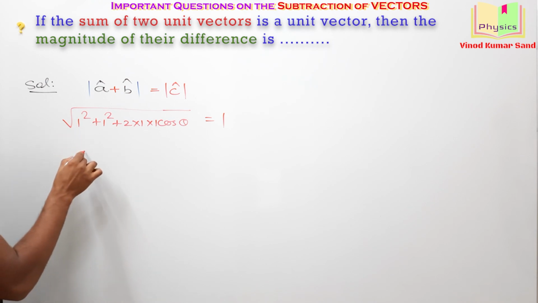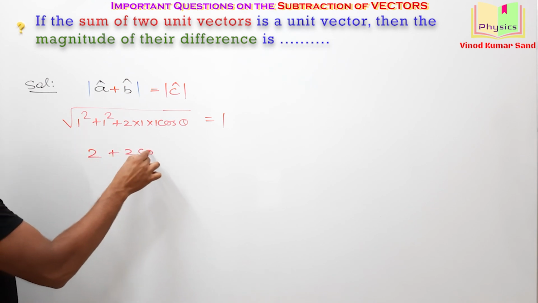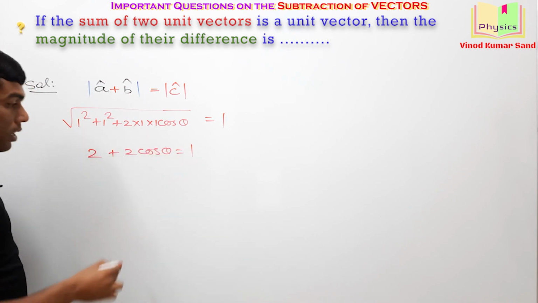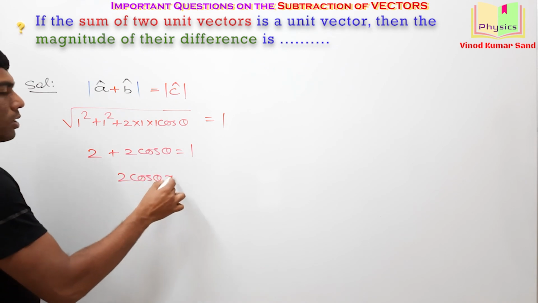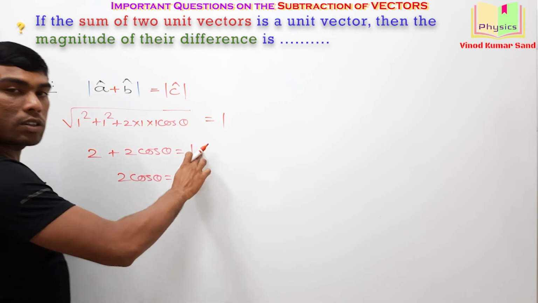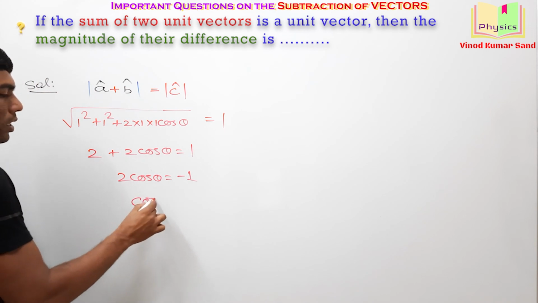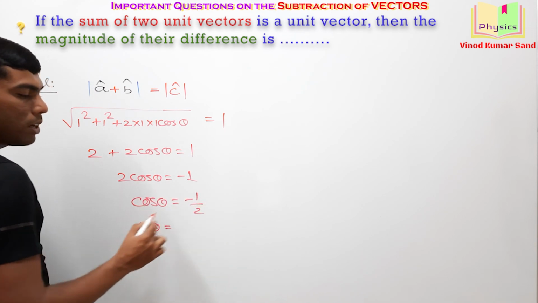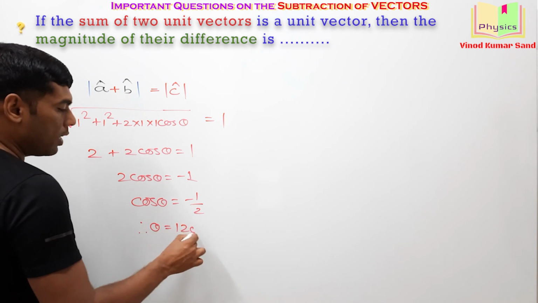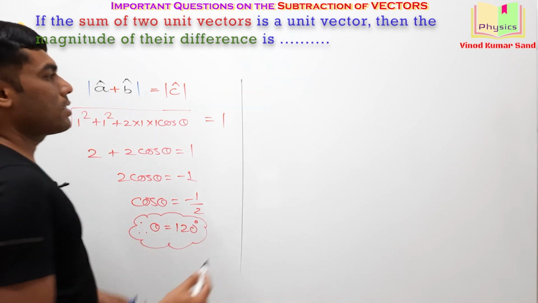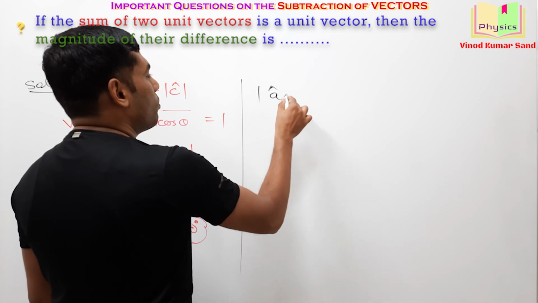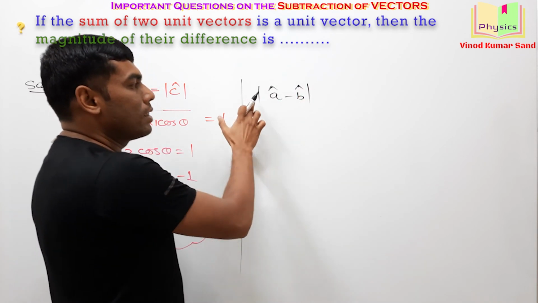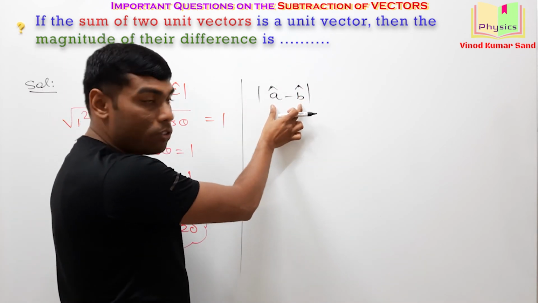Squaring both sides, you are left with 2 plus 2 cos theta is equal to 1. So 2 cos theta is equal to minus 1. We have shifted that 2 here. Cos theta comes out to be minus 1 by 2. Therefore, theta should be equal to what? 120 degree. The question is asking us the mod of a cap minus b cap, the magnitude of their difference.